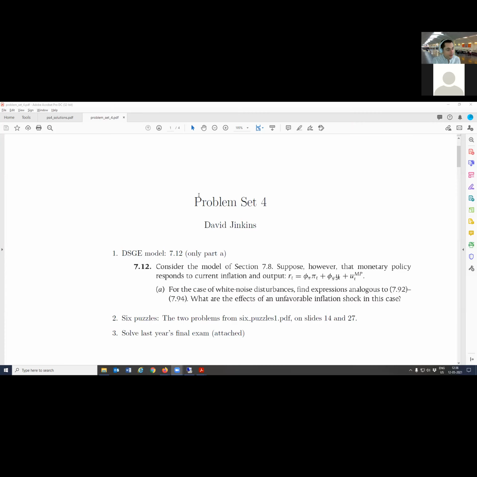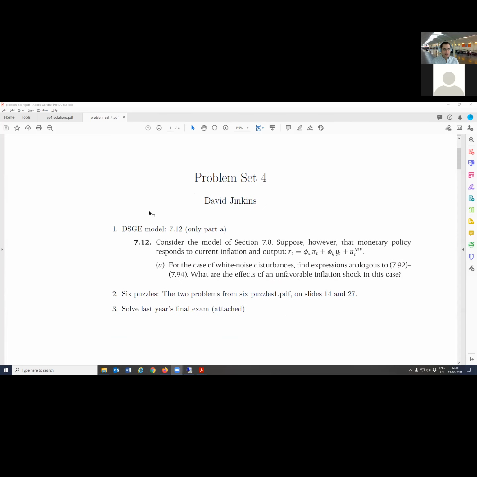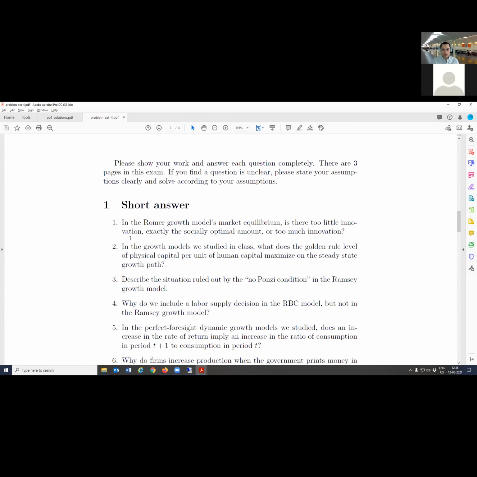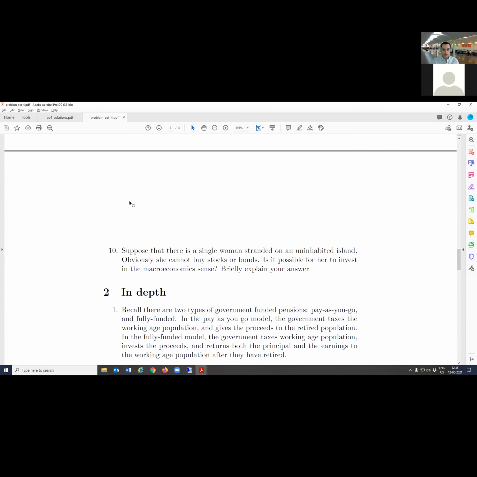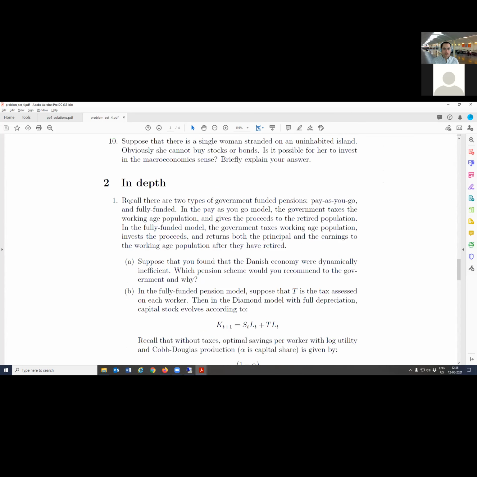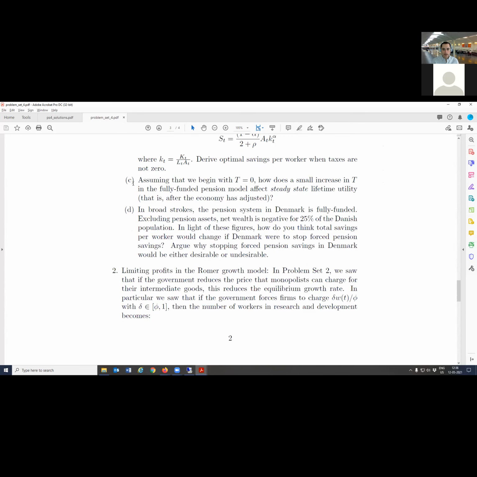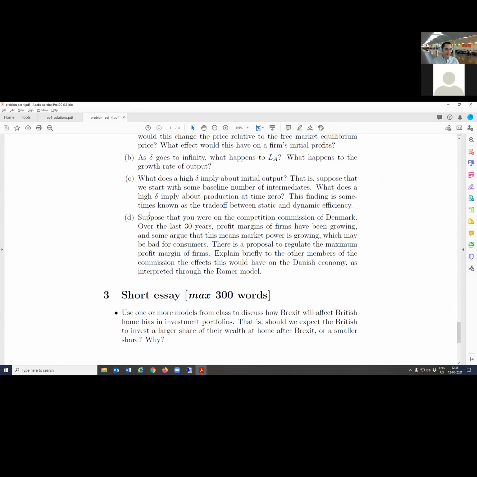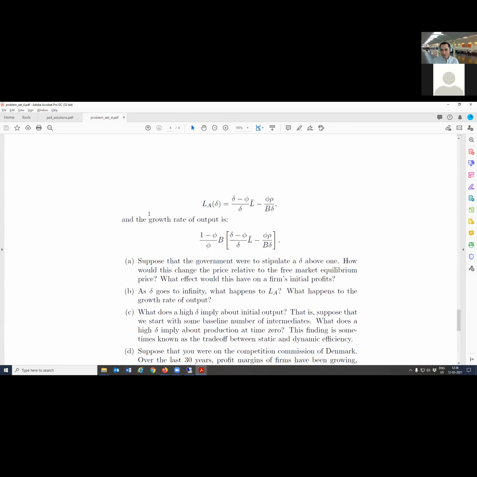So the plan for today is just to solve the first part of problem set 4. What I did was I solved number 1, number 2, and the first part, the short answer part, of last year's exam. And then next week I'll solve the in-depth part, as well as write some short essays to give you an example of what I'm looking for.